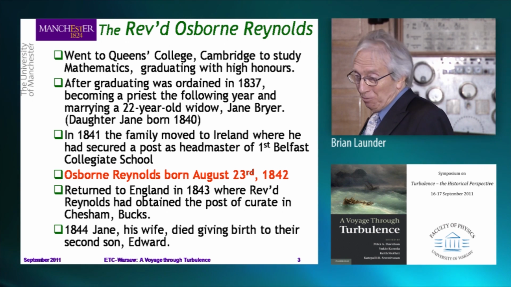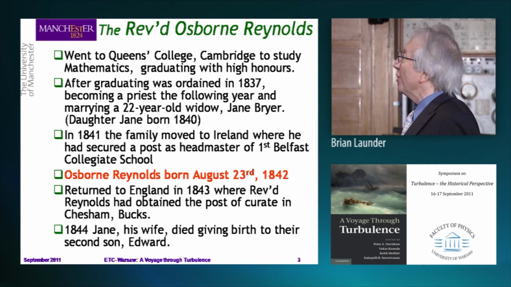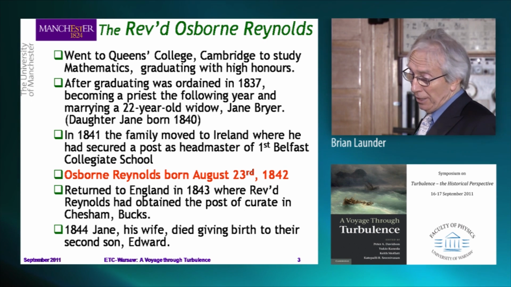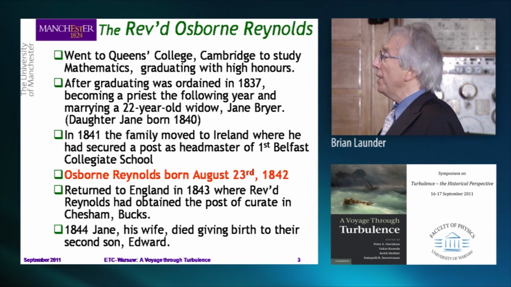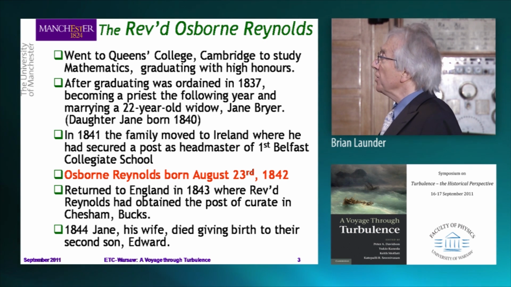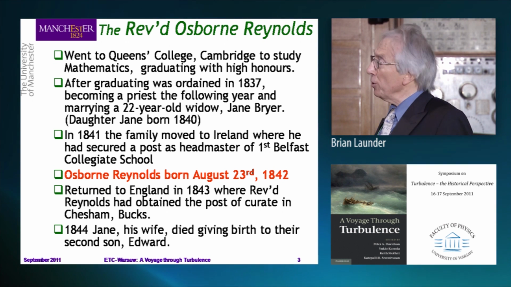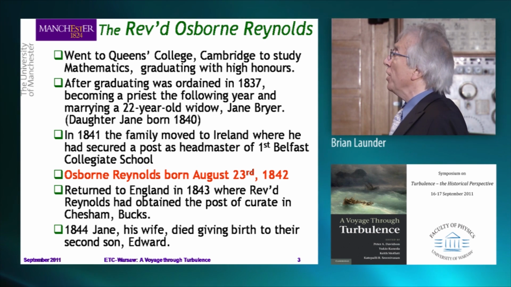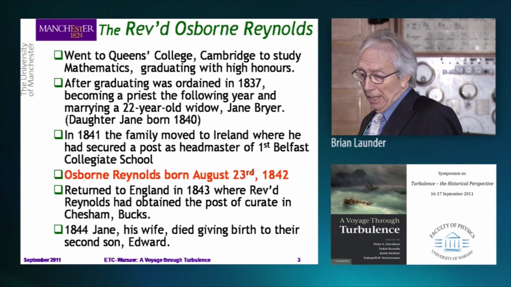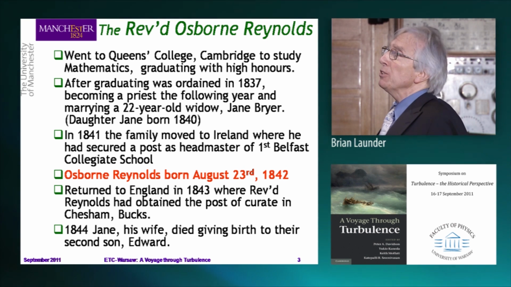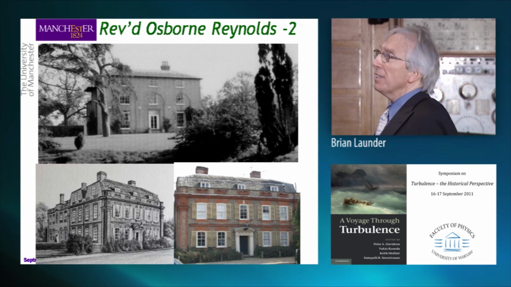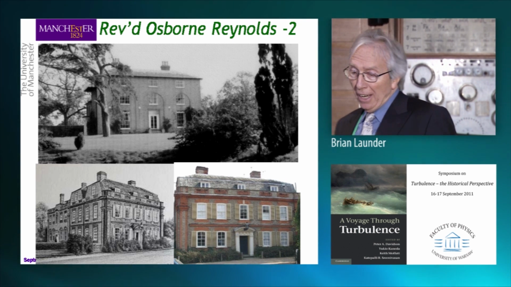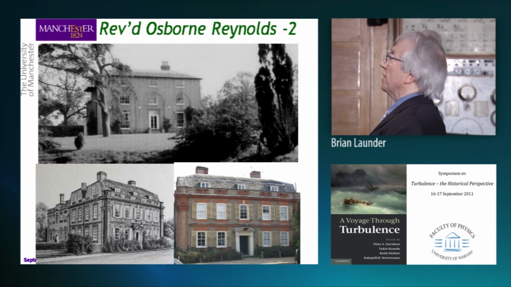So it seemed that the Reverend Osborne Reynolds was destined for a career in the church. Only by a sad act of fate, his wife died in giving birth to their second son, Edward. So in 1844, the Reverend Osborne Reynolds found himself with a family to support, and I suspect it was that which led him to think, well, I've been a headmaster once, let's see what we can do. And he secured the position as headmaster of Dedham Grammar School in Essex.